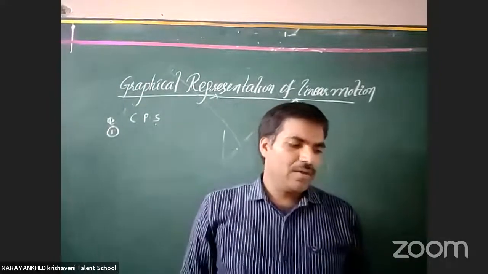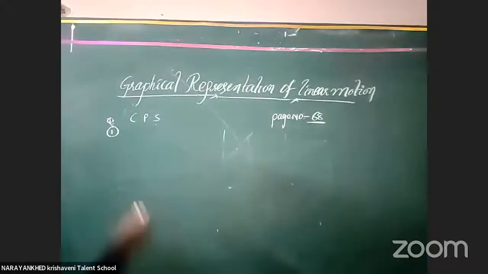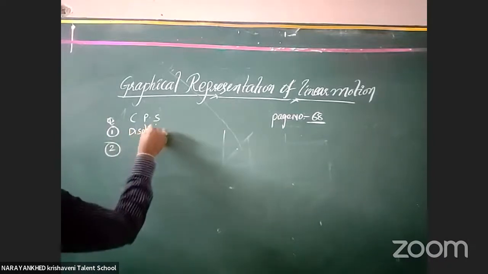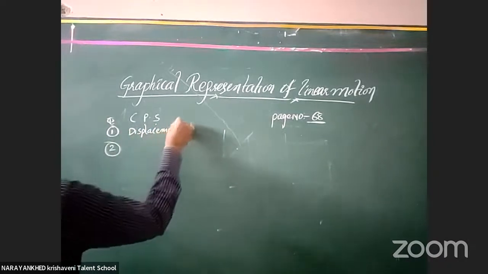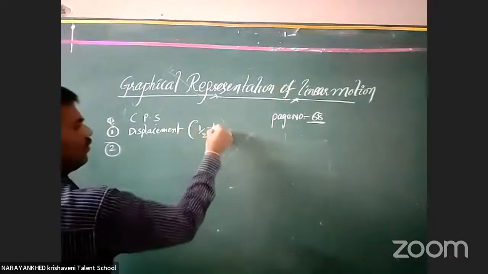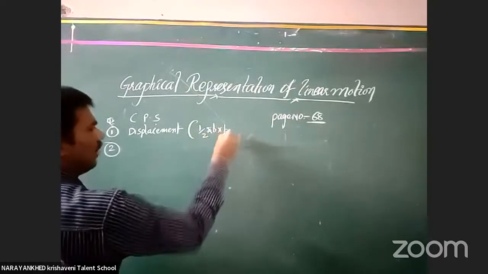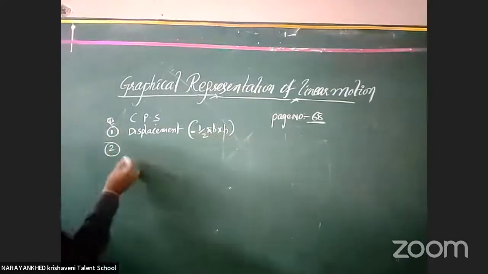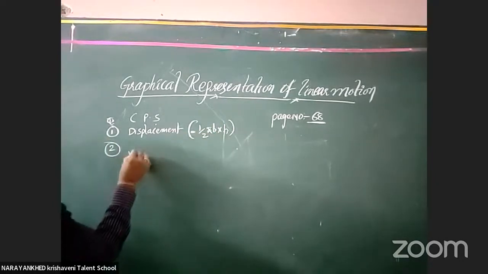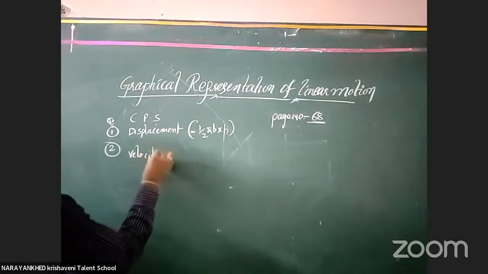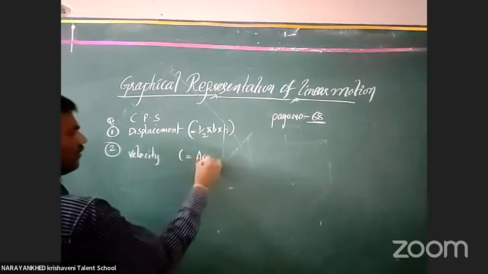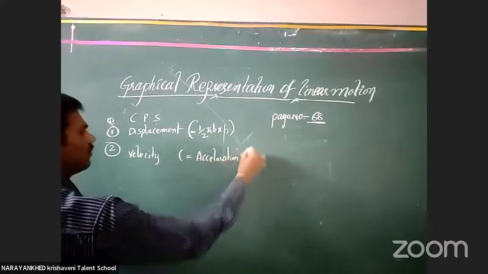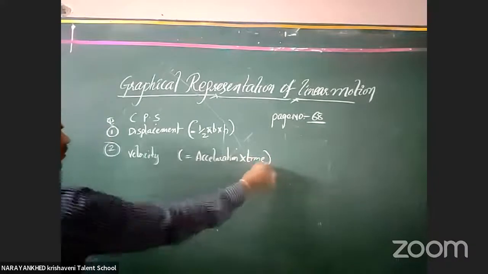And next, the second one. The first one is displacement; you write half into base into height, that is equal to displacement. Here you write it is velocity. How does it become velocity? That is equal to acceleration into time. Acceleration into time, that's why it is velocity only.